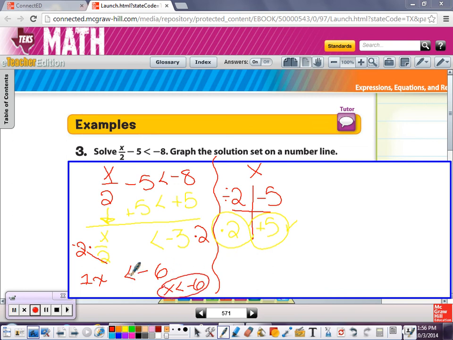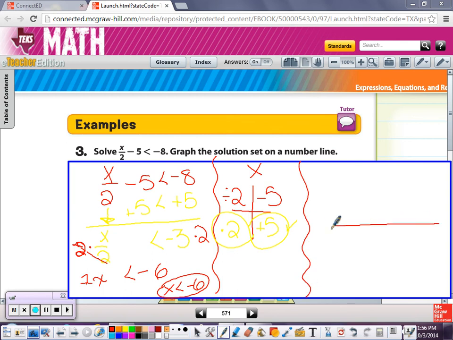You may be wondering why my sign didn't flip. That's because when I was multiplying here, I was multiplying times a positive 2 and not a negative. Only when you multiply or divide by a negative number will you flip the sign. In this case, that didn't happen, so my sign did not flip. x is any number smaller than negative 6.